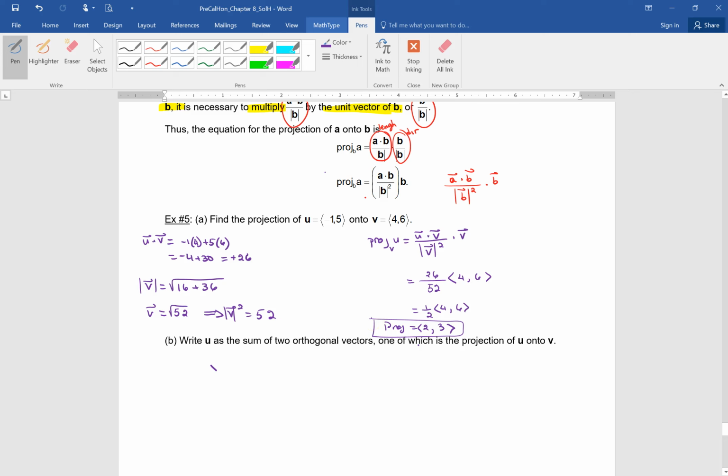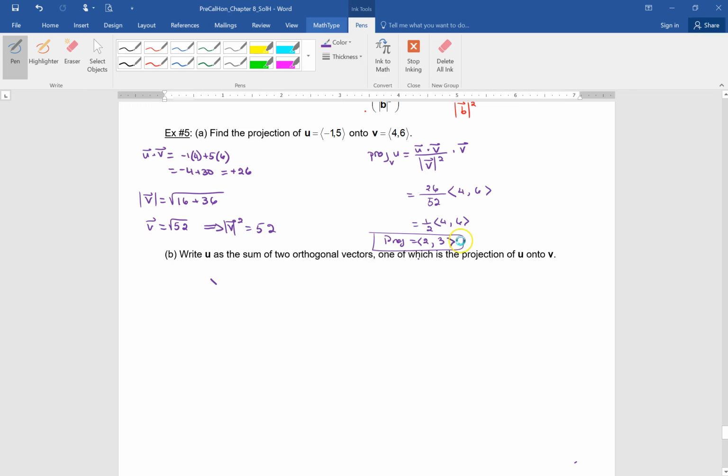Now, I'm going to call this W, because I'm going to use it in the next problem. Why W? Because I had U, V, and now this is going to be W. Now here it says write U as the sum of two orthogonal vectors, one of which is the projection of U onto V. Well, I just labeled projection of U onto V as W. So I want U to be the sum of two vectors, one of which is W. So W plus some other vector Z.